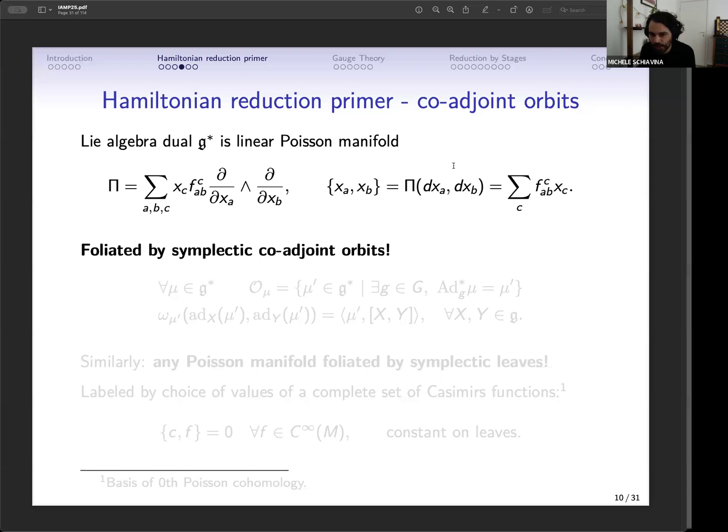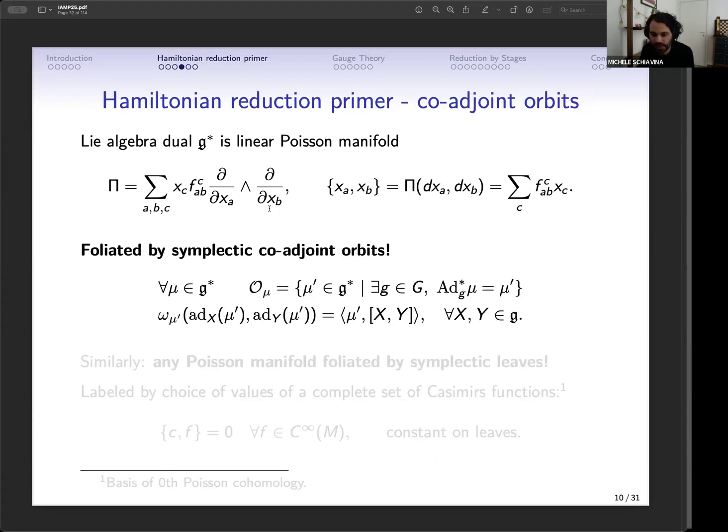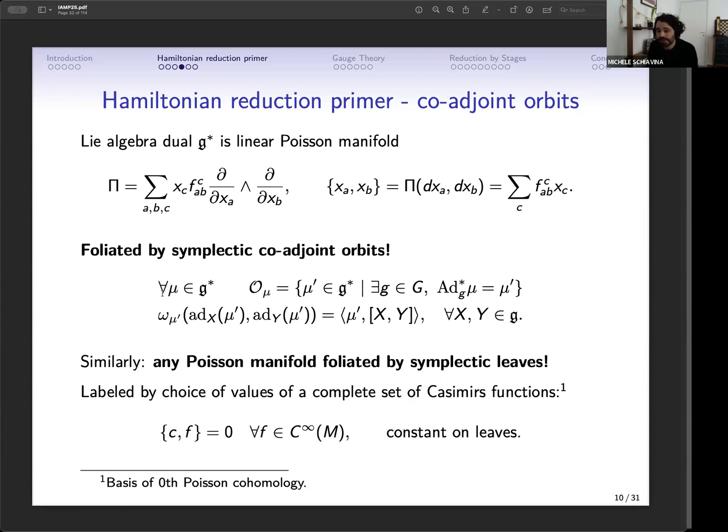So this Poisson manifold, as all Poisson manifolds, is foliated by symplectic leaves, and the symplectic leaves here are coadjoint orbits. So on the dual of the Lie algebra, there is an action of the group, and the action is the coadjoint action. As you can see, you can identify an orbit. So these are points in the dual of the Lie algebra that are obtained by mu via coadjoint action. These are all symplectic manifolds. And this serves as a prototype for all symplectic manifolds. Any Poisson manifold is indeed foliated by symplectic leaves, and these leaves are labeled by a choice of values of a complete set of Casimir functions, so functions in the Poisson algebra that commute with everything.